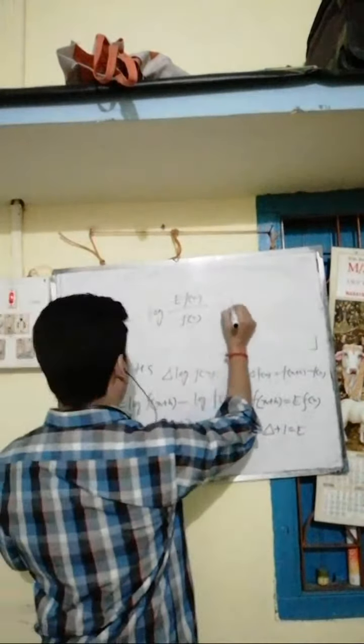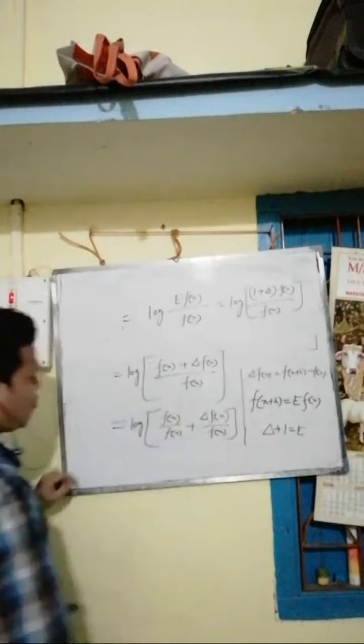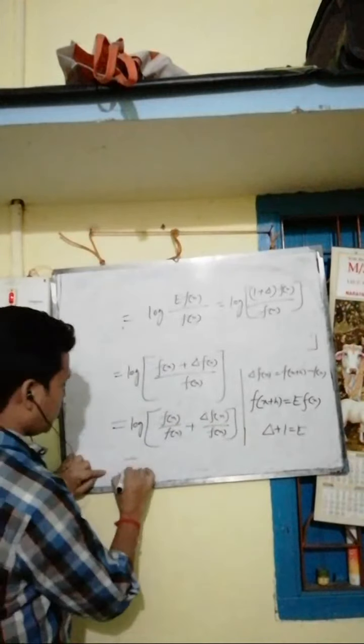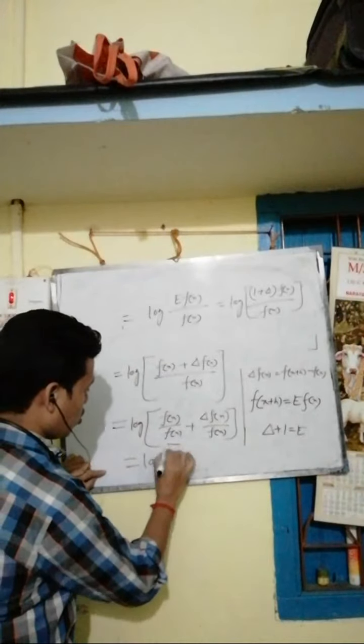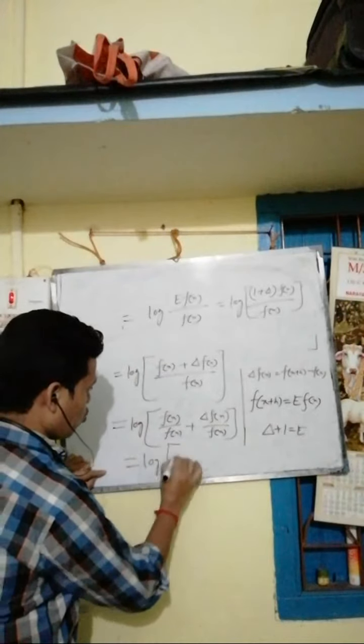Clear? Now I apply log of f(x) plus Δf(x) by f(x). So if you simplify this, log of f(x) by f(x) plus Δf(x) by f(x). f(x) by f(x) means 1. So log of 1 plus Δf(x) by f(x) is your given answer. You prove it. Proof. Clear?